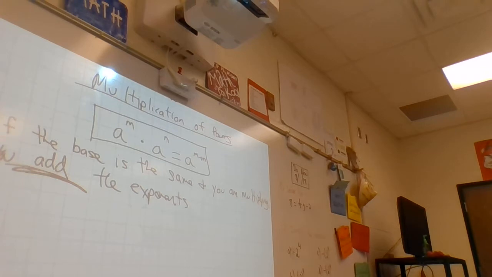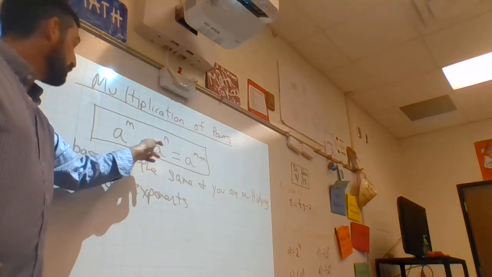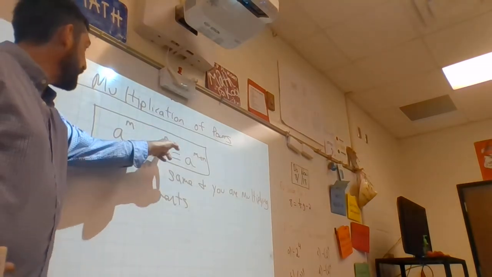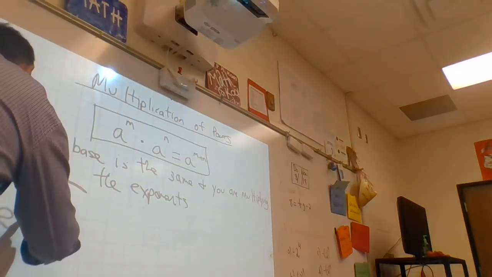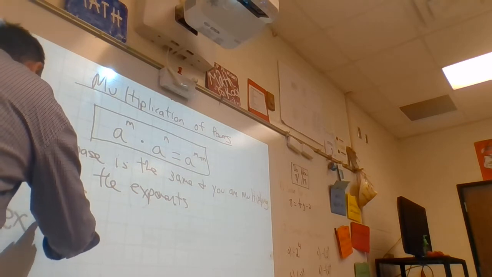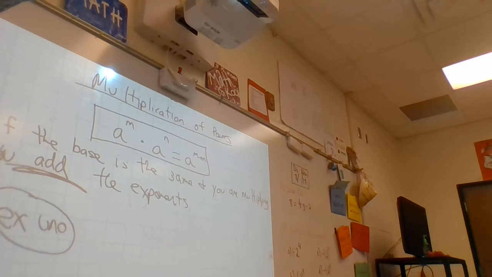And you're multiplying. Notice how it doesn't say adding. It doesn't say subtract. If the base is the same, you're multiplying, you add the exponents together. If you have a, and we have an a right here, and we're multiplying, you just take these powers and you add them together. All right? So for example, example uno. Uno is Spanish for 1, okay? Y'all good? Okay.